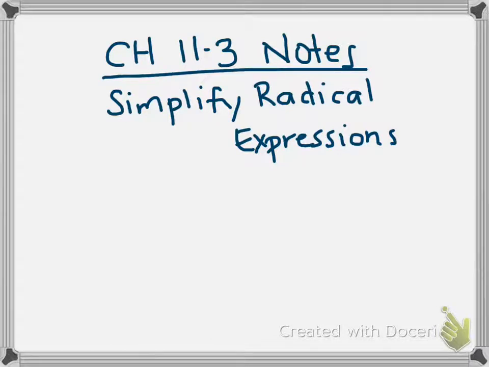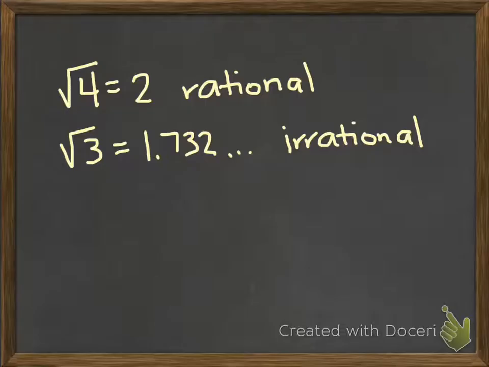Chapter 11-3 is simplifying radical expressions. Okay, square root of 4 is 2, and that's a rational answer. Square root of 3 equals 1.732, and it keeps going forever and ever. That is considered an irrational number. So square root of 3 is irrational because it ends in a decimal that goes forever, and square root of 4, which is 2, is a rational number.